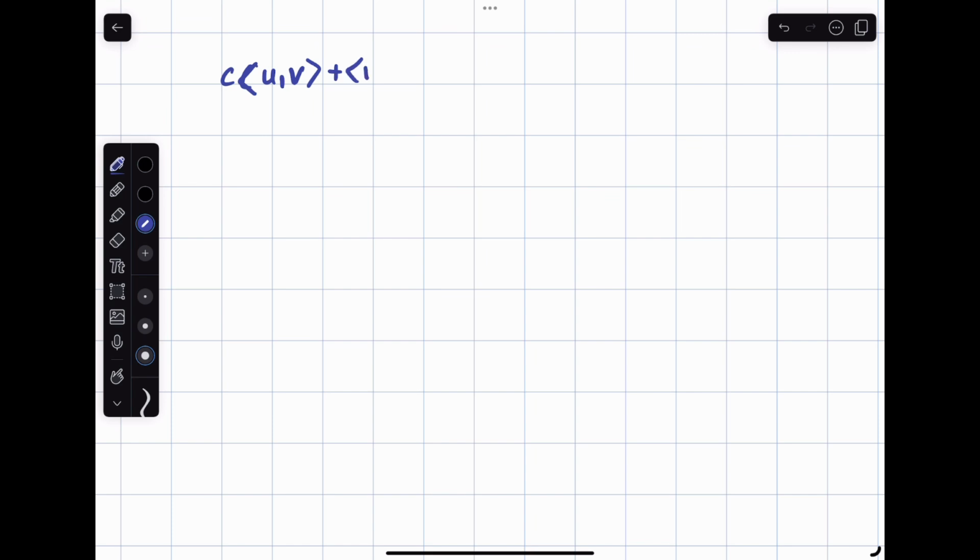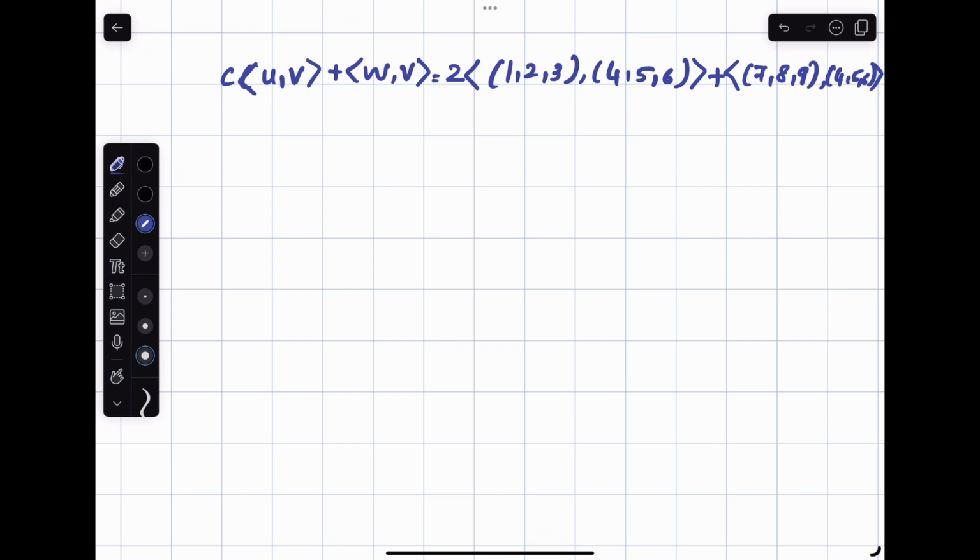So now c into the inner product of u comma v plus the inner product of w comma v is 2 into, what is u, 1 2 3, v is 4 5 6. What is the answer? Plus, let me take it all together. So what is w, 7 8 9, okay, let me write it down, with 4 5 6.